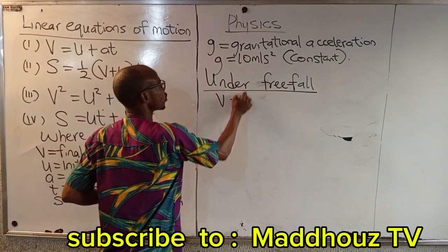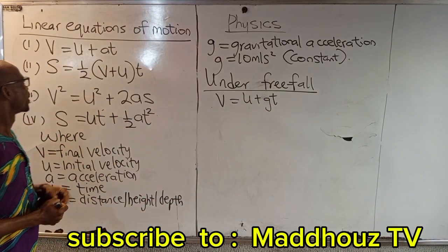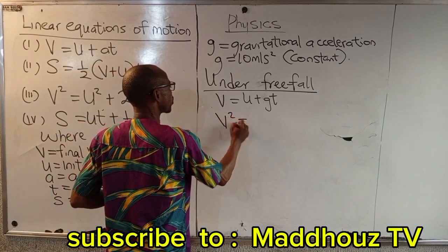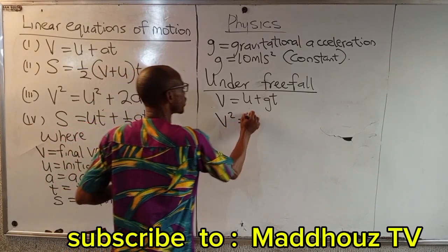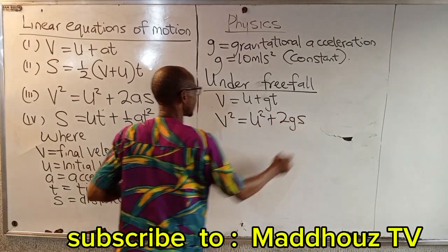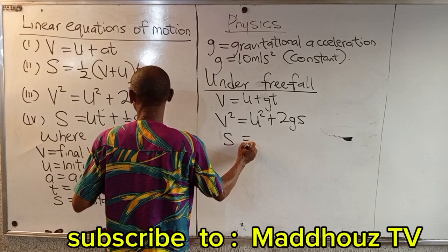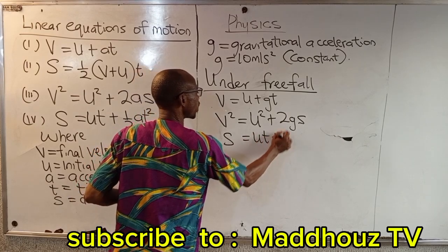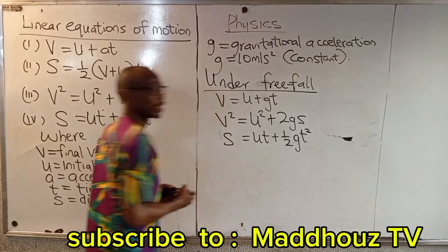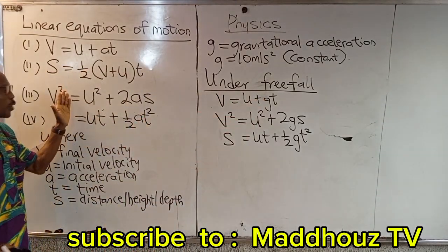V is equal to U plus GT. The other one, V squared is equal to U squared plus 2GX. Then the last here, X is equal to UT plus half GT squared. So these formulas are the same as these formulas.